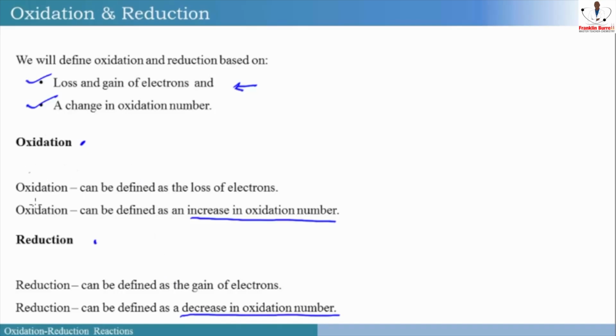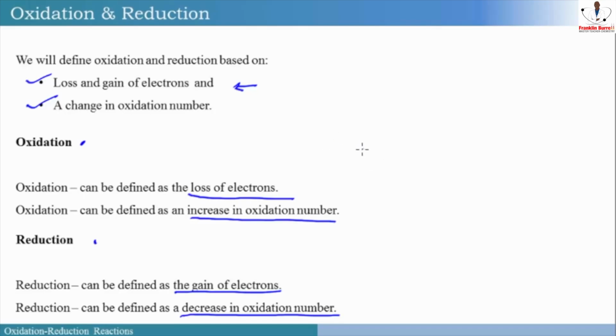So let's look at the two main points again. Oxidation in terms of electrons is the loss of electrons. Reduction is the gain of electrons. In terms of oxidation number, oxidation is the increase in oxidation number, while reduction is the decrease in oxidation number. I must say that there is a link between the loss of electrons and an increase in oxidation number, as well as a link between the gaining of electrons and a decrease in oxidation number. Let's see if we are correct.